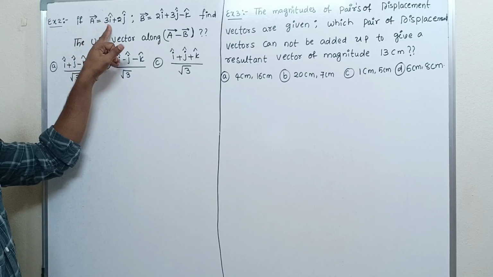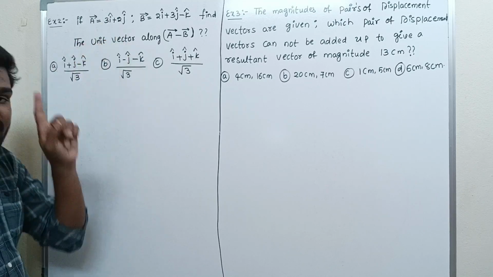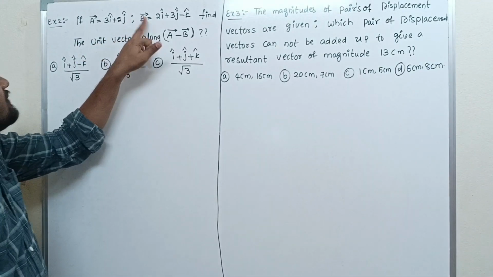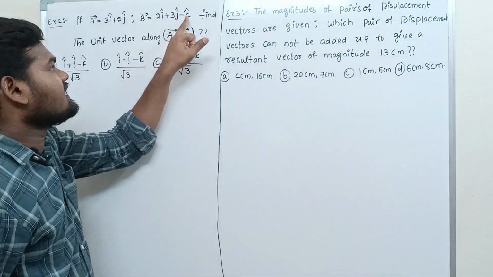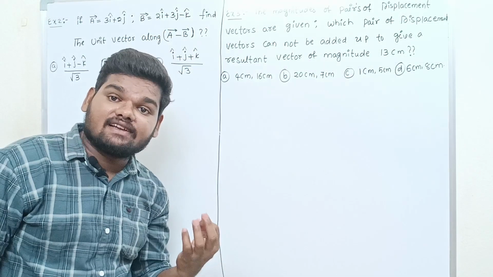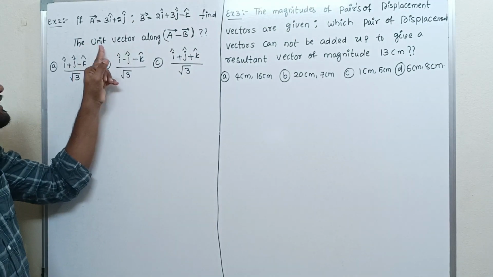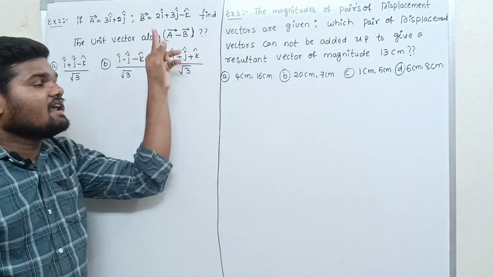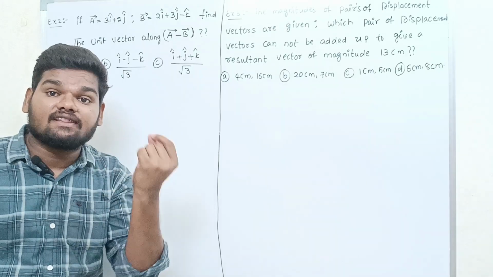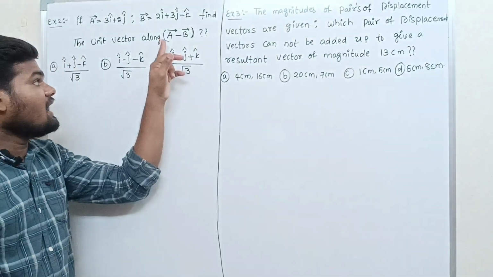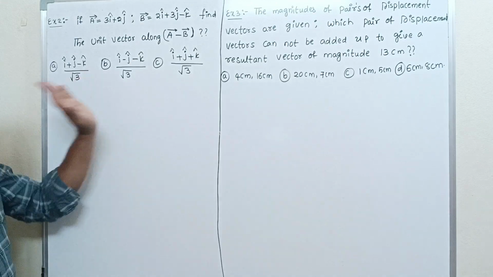So example number 2, have a look at what they are given. If A bar is equal to 3i cap plus 2j cap, they are given the A bar vector. And B bar is equal to 2i cap plus 3j cap minus k cap. So the B bar vector is also given. So find the unit vector along A bar minus B bar. We have to find the unit vector along A bar minus B bar. And they are given options.